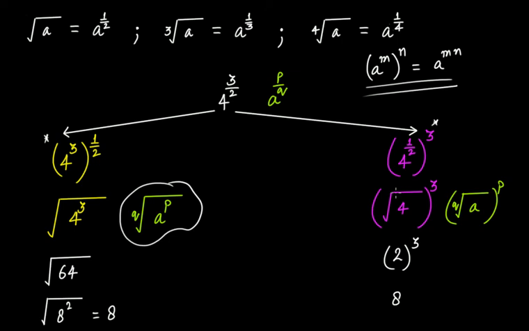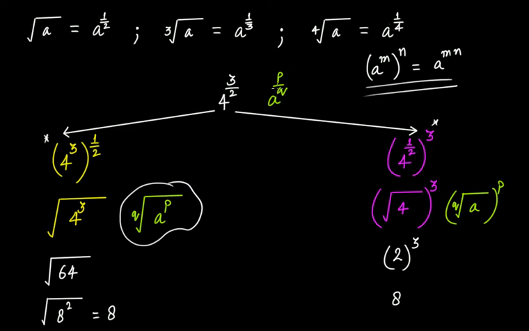So 4 raised to the power of 1 by 2 means what? Square root of 4. So square root of 4 whole raised to the power of 3. Square root of 4 means what? 2. 2 raised to the power of 3 means what? 8. So ultimately you are getting the same answer. In one case, first you are taking 4 raised to the power of 3 and then you are taking the square root. But in this case, you are first taking the square root and then you are taking the cube. Ultimately, you are getting the same answer.